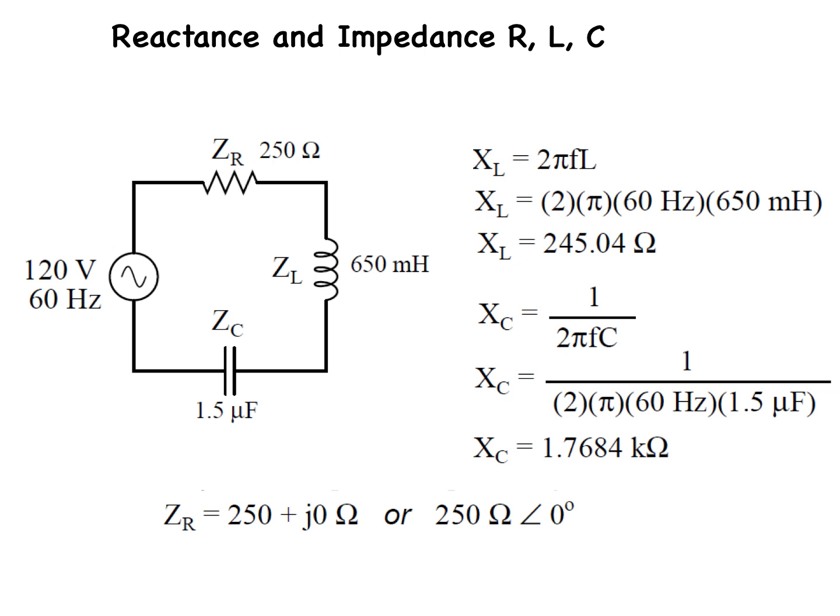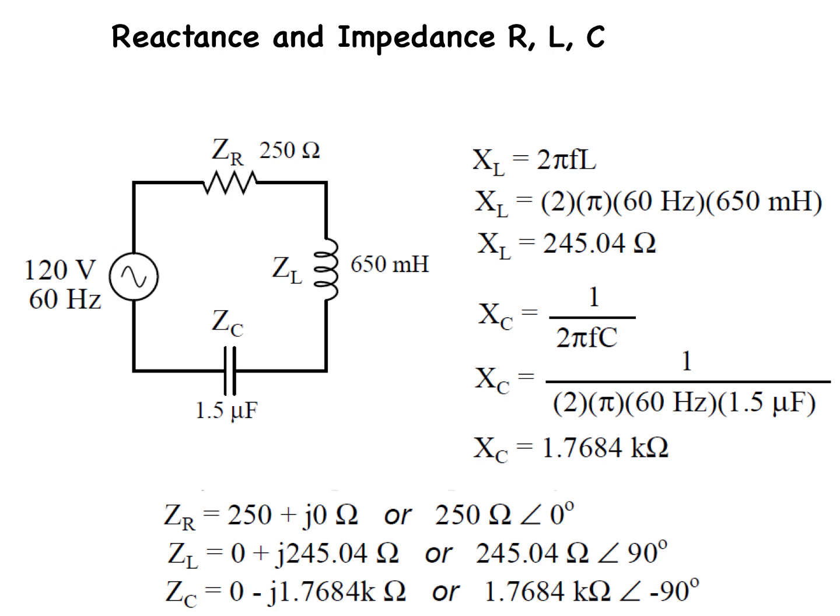It's 250 plus J0 ohms in rectangular format, and 250 ohms at 0 degrees in polar format. So we have all of the impedances now in terms of reactances or impedances, and they're all listed right there.